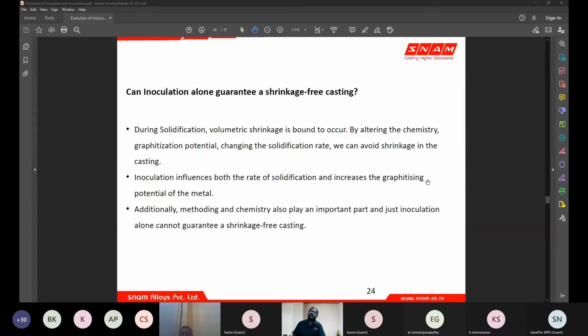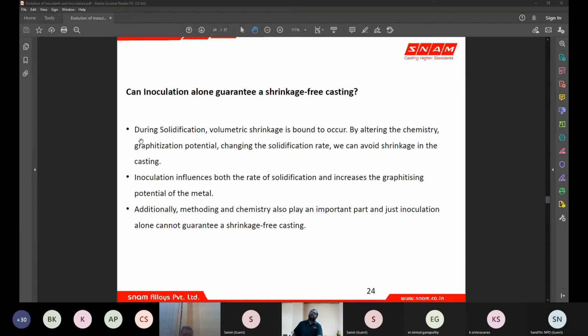Can inoculation alone guarantee a shrink-free casting? I'll play that video at the end of the presentation. I'll explain how there has been an experiment where pure water starts getting converted into solid ice at a much lower temperature than it is expected. So I'll explain that at the end of the presentation.